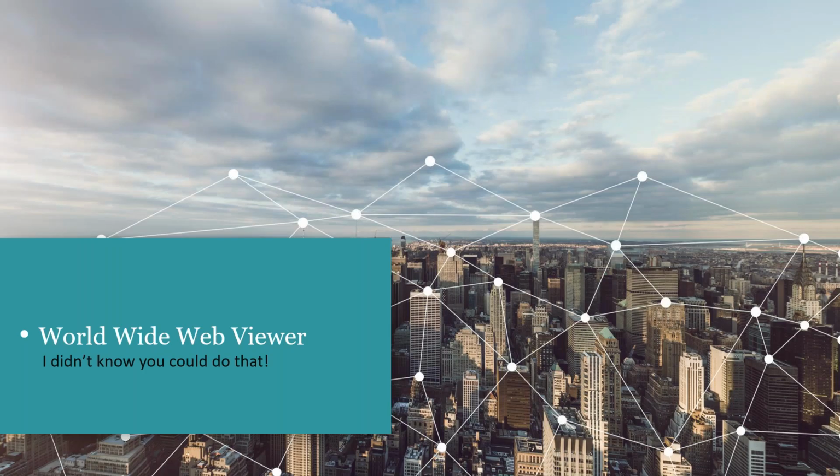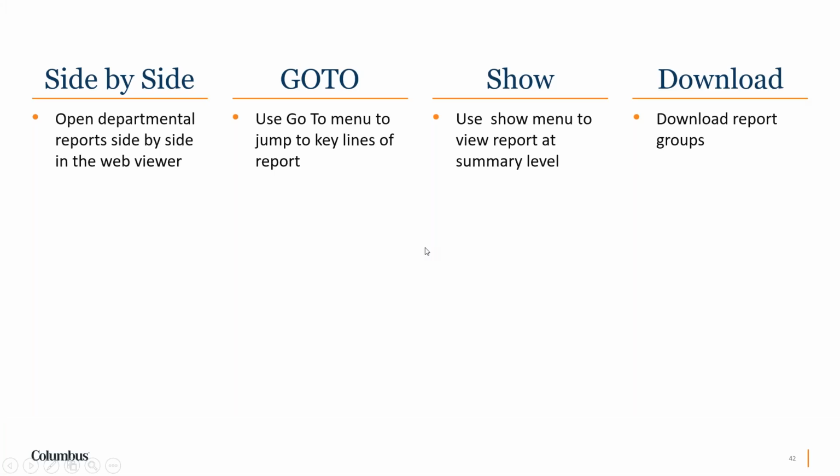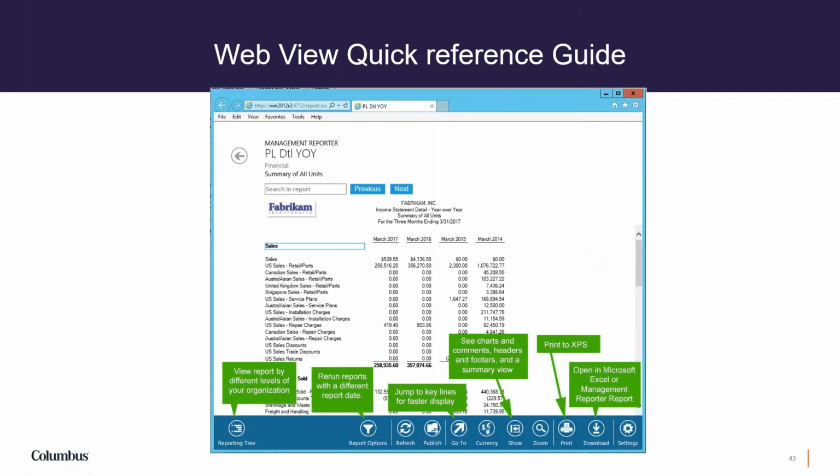All right, the World Wide Web Viewer. I didn't know you could do that. This is going to talk about things that you can do inside the web viewer. We're going to talk about being able to do things side by side, using the go-to command, using the show command, and then how you can download reports, and what happens when you do it with a report group. Some of you I know are using report groups and may not realize that this option is available, so we're going to talk about that. This is just a quick web view reference.